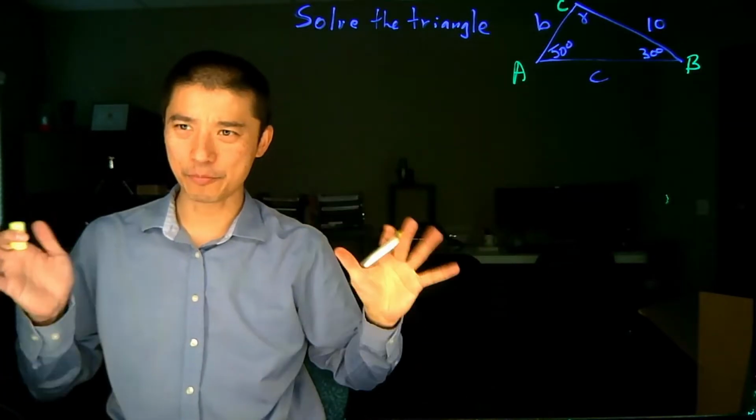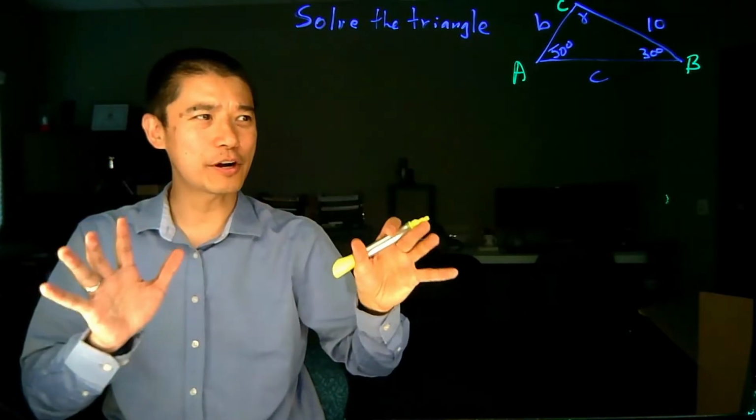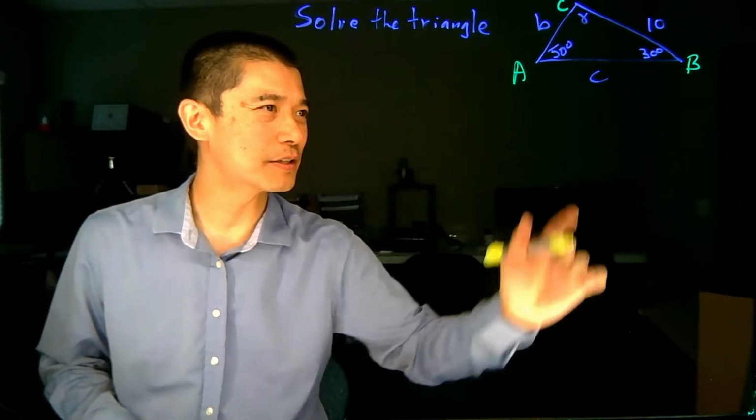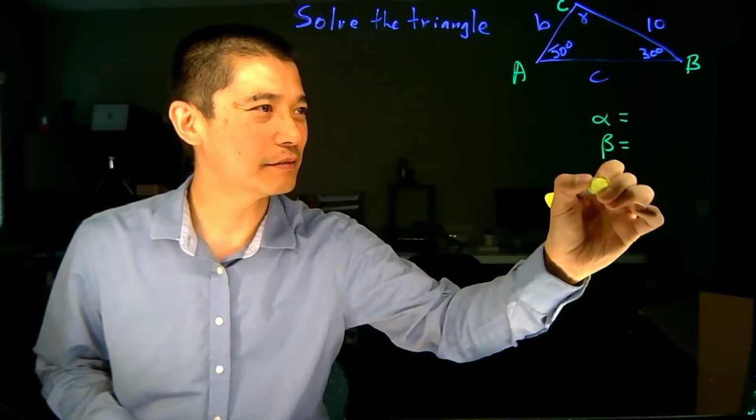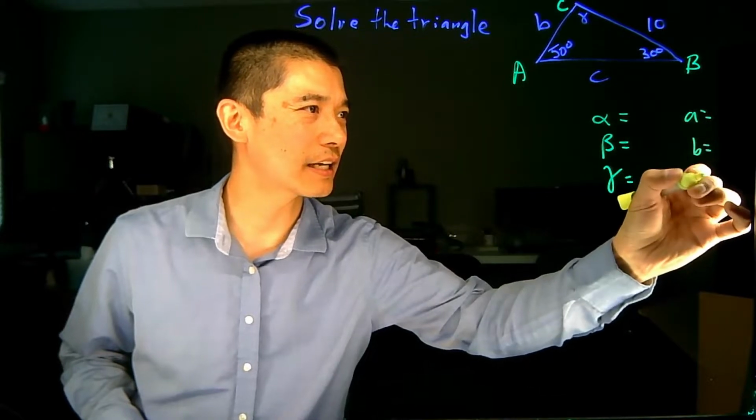And so that would just help us to keep this information organized. And since we're asked to solve the triangle, we're not asked to solve just one particular piece of it. We need to know all the bits and pieces. So we have three angles: alpha, beta, gamma, and we have side a, side b, and side c.